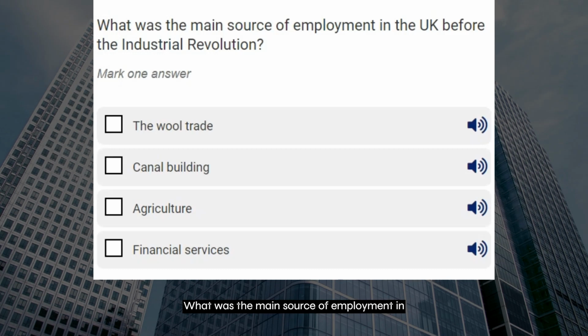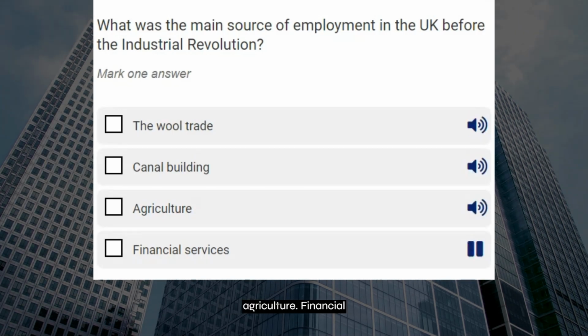What was the main source of employment in the UK before the Industrial Revolution? The wool trade. Canal building. Agriculture. Financial services. Correct answer, agriculture.